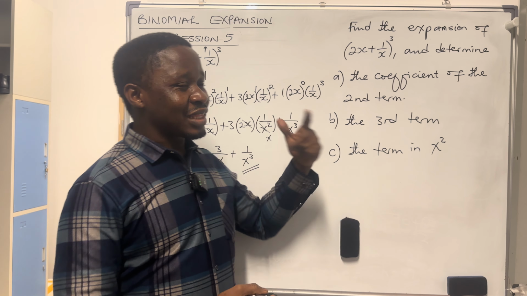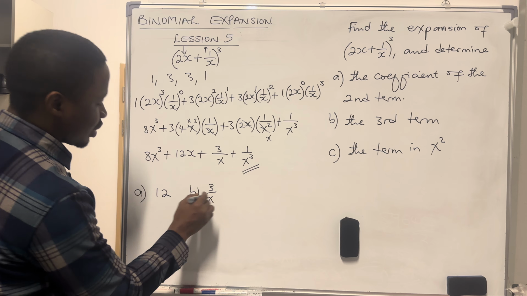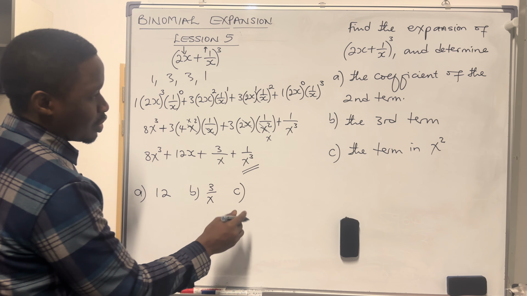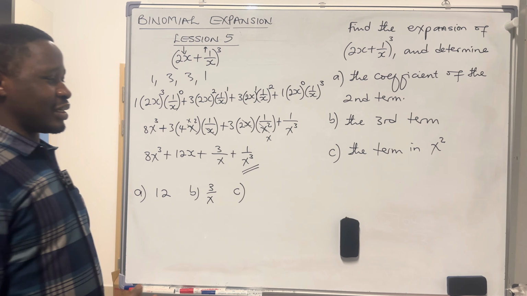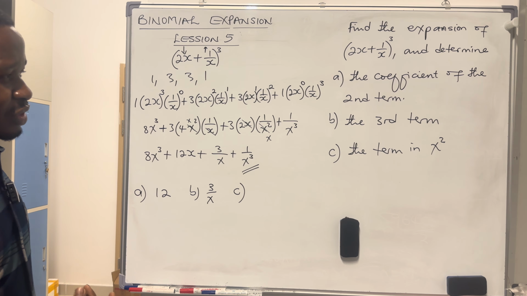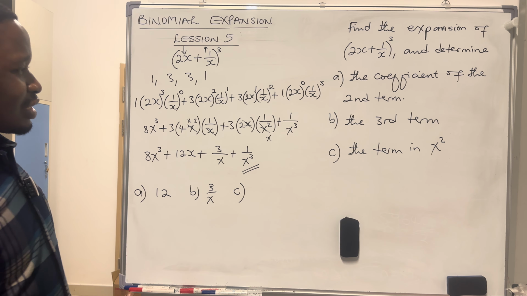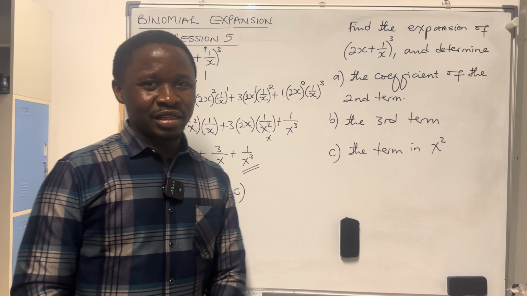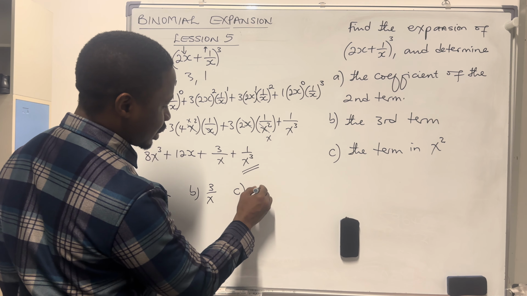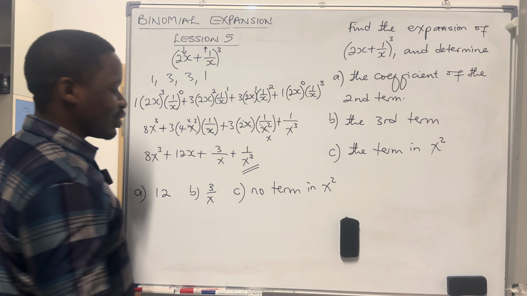B wants us to write the third term. 1, 2, 3: 3 over x. Not about the coefficient, just the third term. C wants us to write the term in x squared. The term in what? x squared. There is no x squared here. So what is the term? There is no term in x squared because there is nothing like x squared. So can we say 0? No, 0 can represent a term. So what do we say? We say no term in x squared.